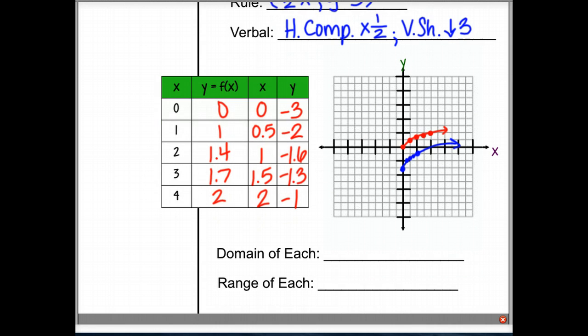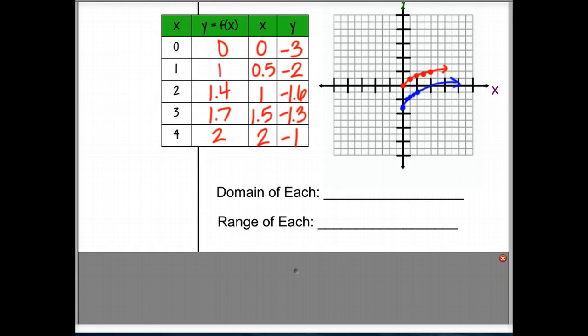And then when we take a look at the domain and range of this new function, it's still all x such that x is greater than or equal to 0, because 0 is still the smallest starting point. For the range, it's going to be y such that y is greater than or equal to -3.